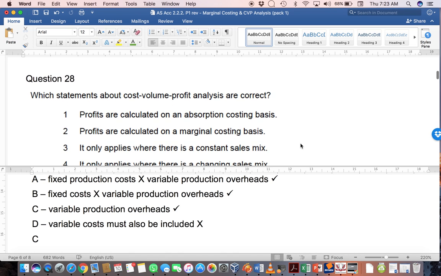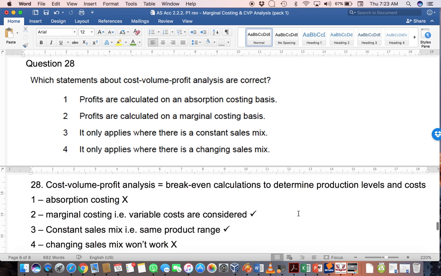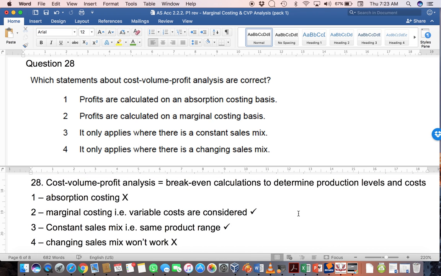Let's now look at question 28. Which statements about cost volume profit analysis are correct? Number 1, profits are calculated on an absorption costing basis. Well, before we start, let's remember that cost volume profit analysis is basically where we are doing our break-even calculations, which can also include our marginal costing.